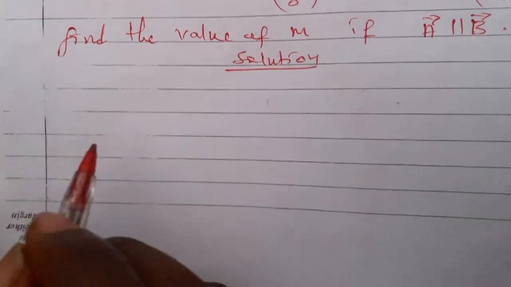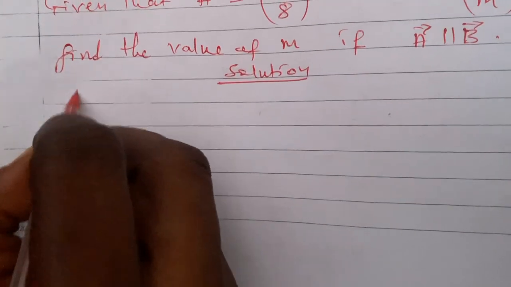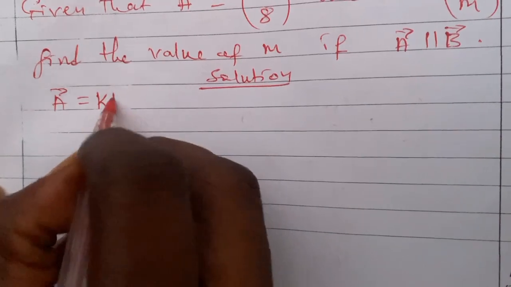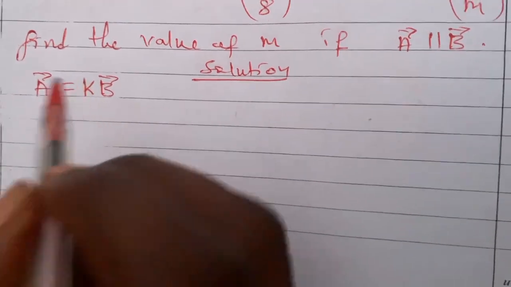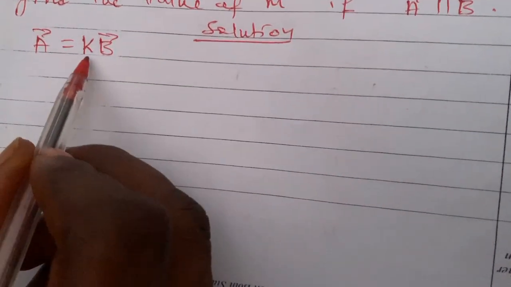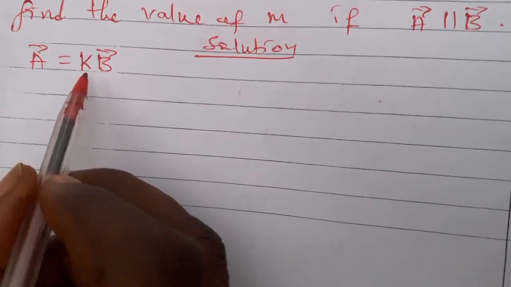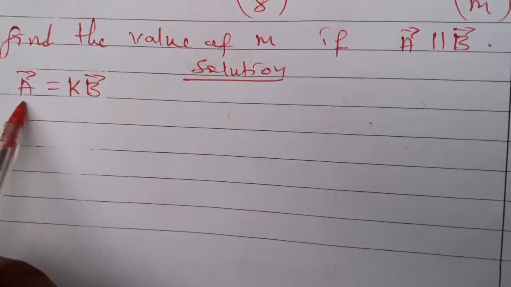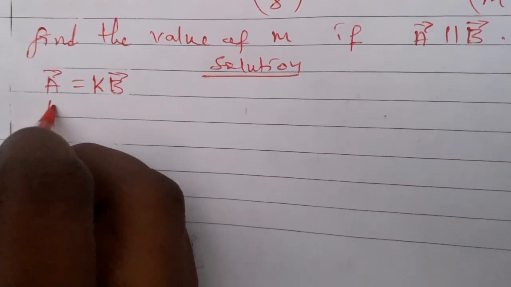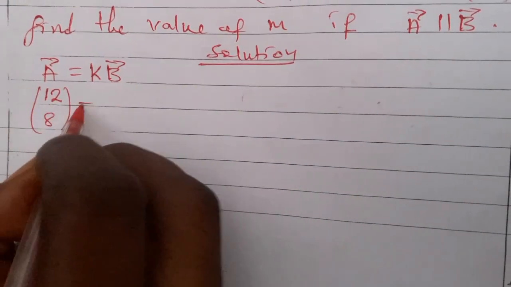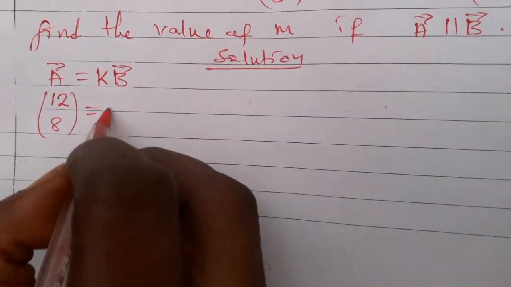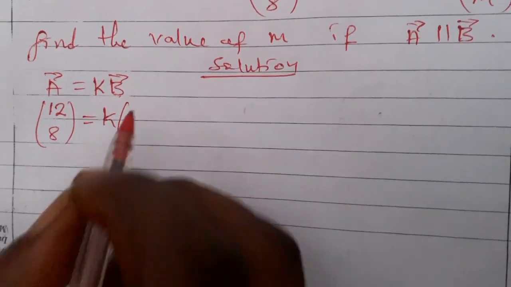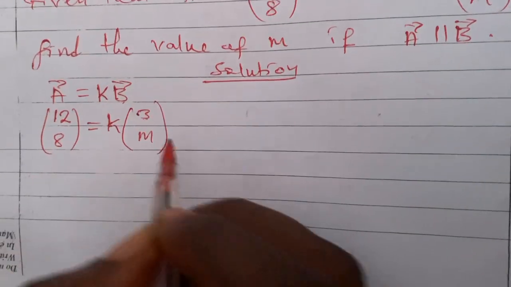Since vector A and B are parallel, then we can say that vector A is equal to a scalar multiplication of what? Vector B. This k is any constant, right? And we're going to write the components of our vector A in place of the A. So we have the vector A being 12 and 8 equal to a certain constant, which we don't know, k, by the components of vector what? B, that is 3, m. Good.